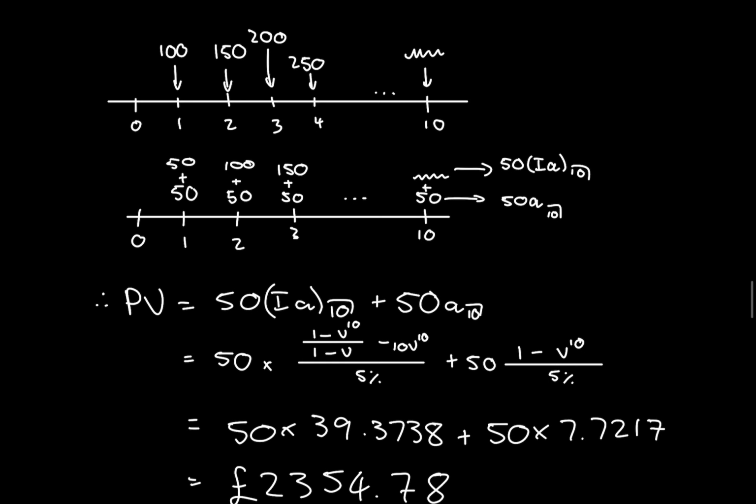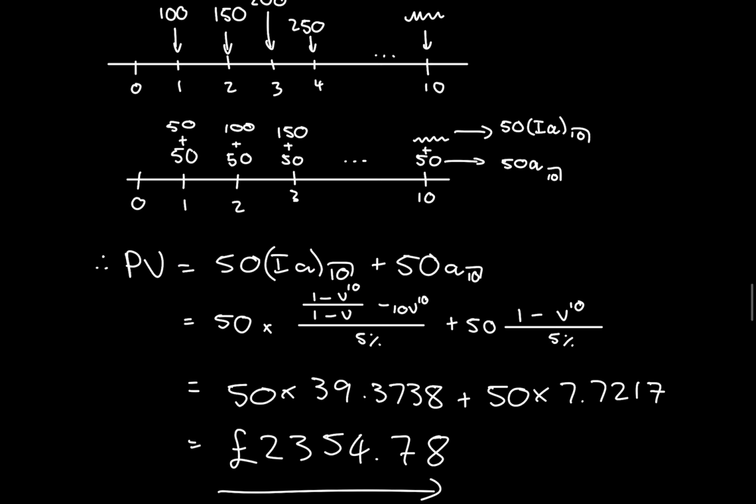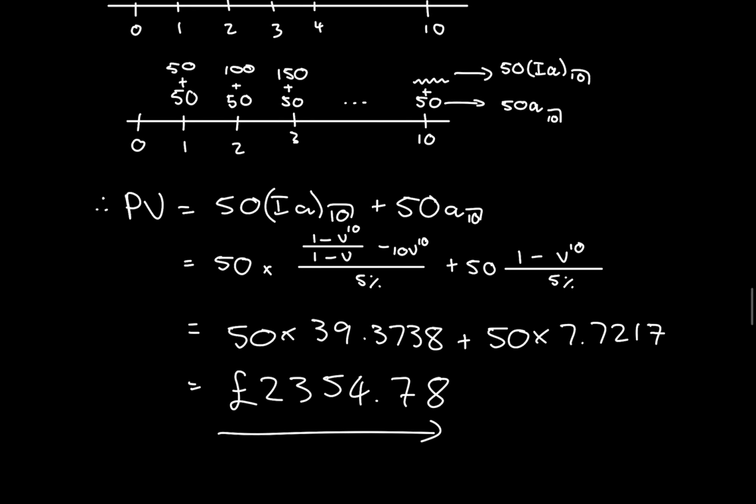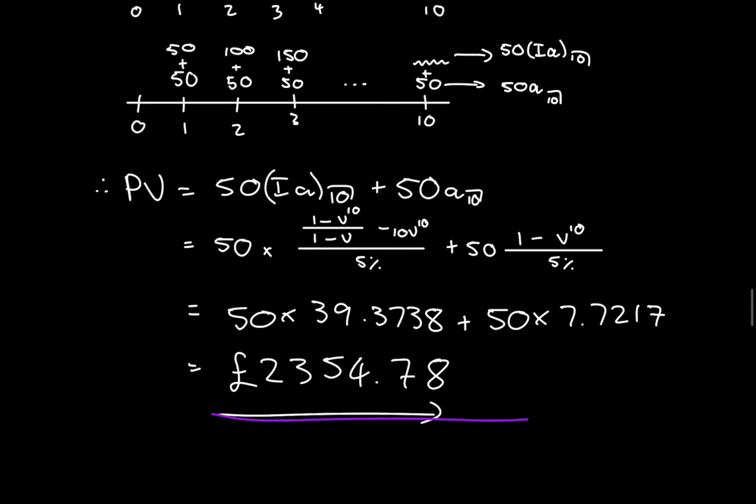Now, present value is simply the sum of those, so you write out your formulae, you plug in the interest rate, plug that into your calculator, and you end up with the answer of £2,354.78.